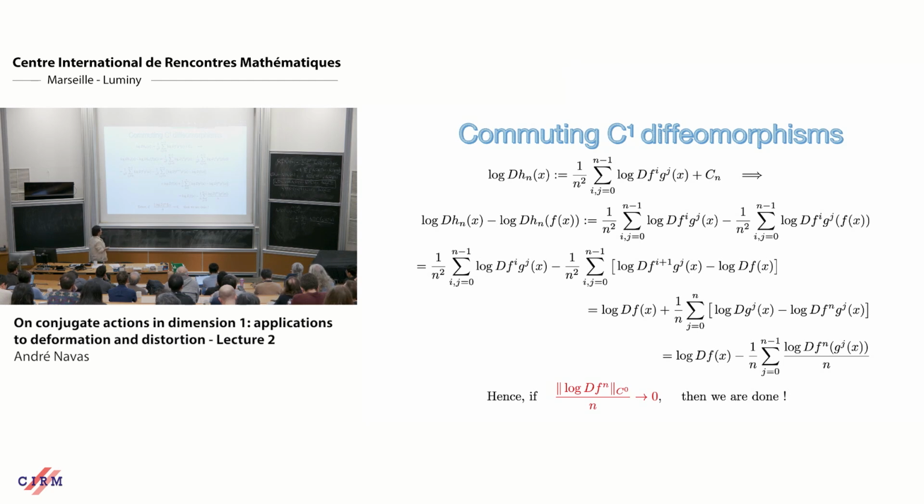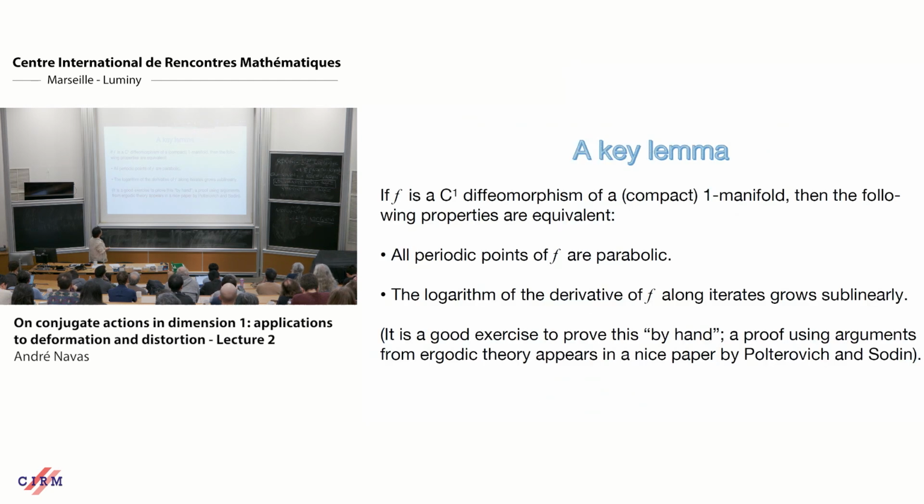Okay, so this is the condition that we need in order to conclude that we have the right convergence. And the problem is that there might be parabolic fixed points or parabolic periodic points. And actually there is a very nice, totally general lemma that says that if you have, for instance, a diffeomorphism of the circle or the closed interval, then these two properties are equivalent.